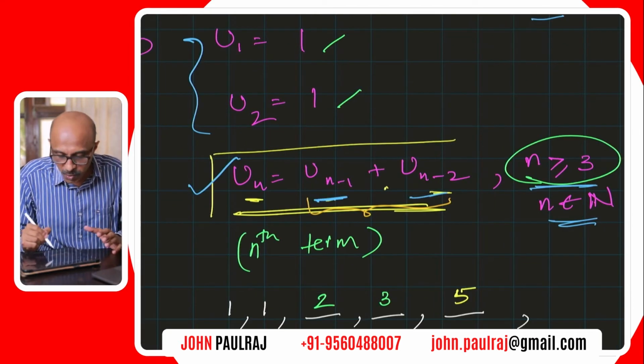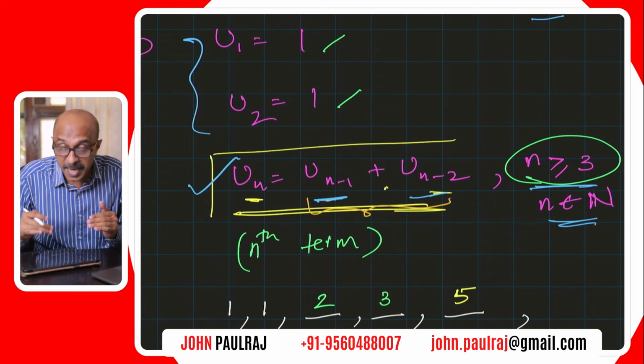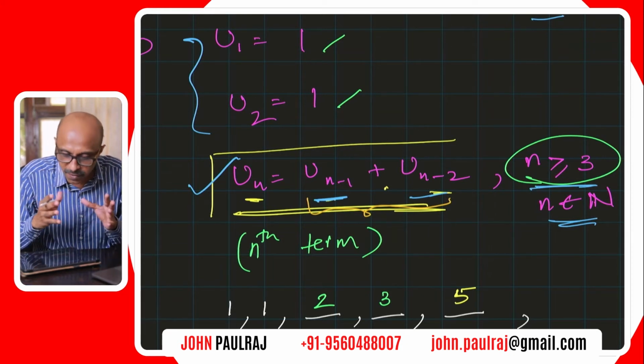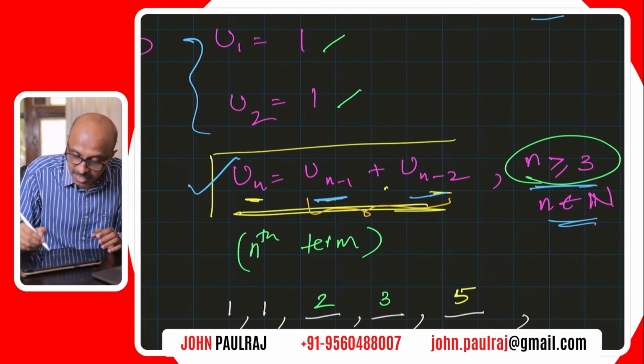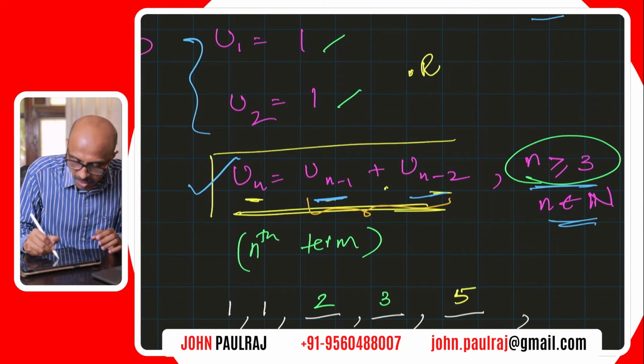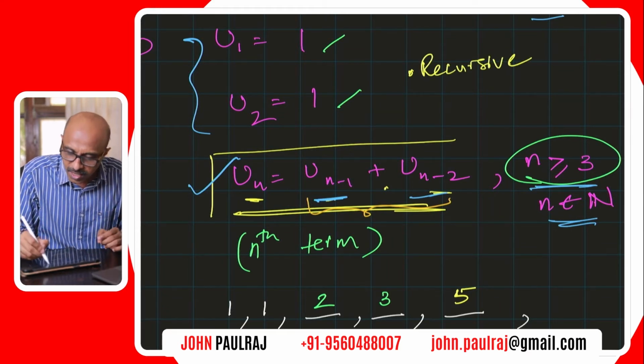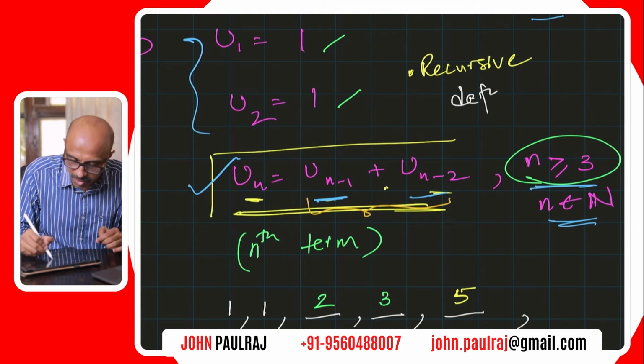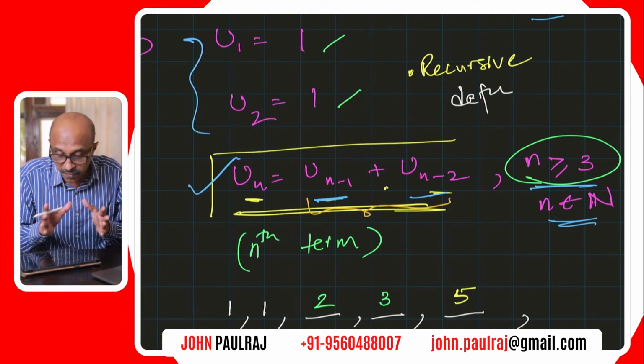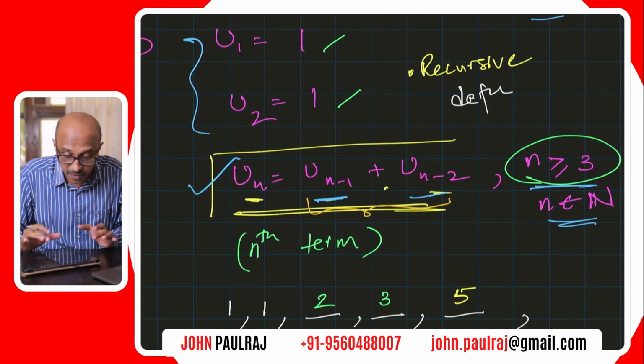This kind of definition is what we call a sequence defined implicitly, or defined in terms of the previous terms. These sequences are called recursive, or we say it is a recursive definition of the sequence, because the nth term is defined in terms of the previous two terms. So these are some special definitions of sequences.